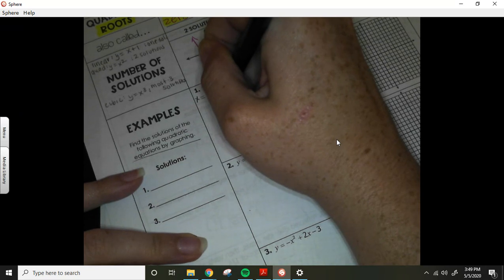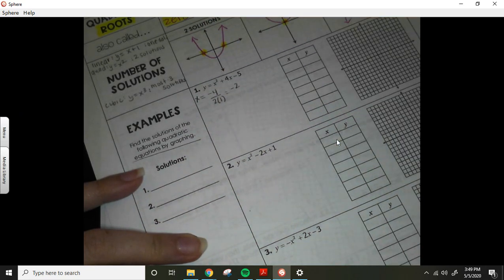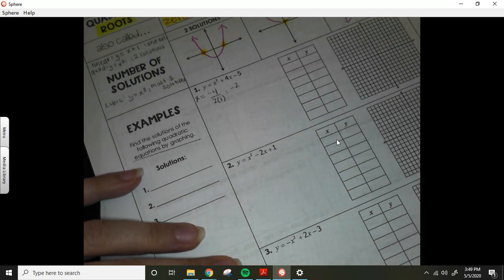In order to find the vertex in something that's not in vertex form, aka standard form like this, you find your axis of symmetry. So that means that this is going to be negative 4 over 2 times 1, which equals negative 2. Negative 4 divided by 2 is negative 2. So we're going to take that negative 2.